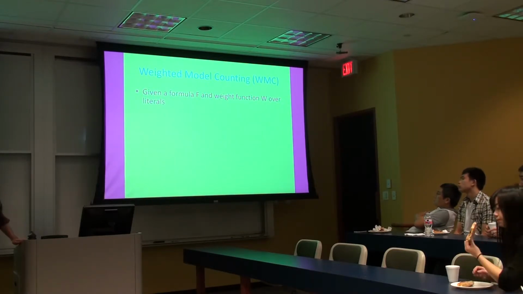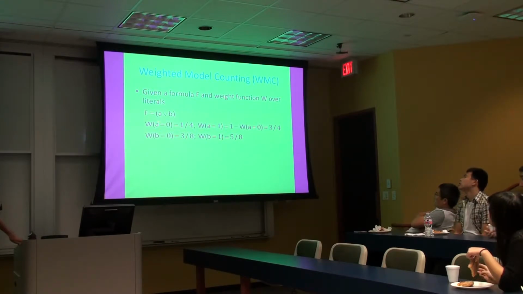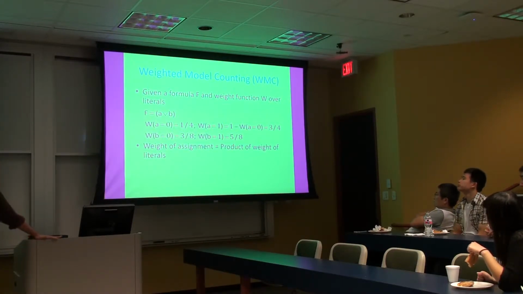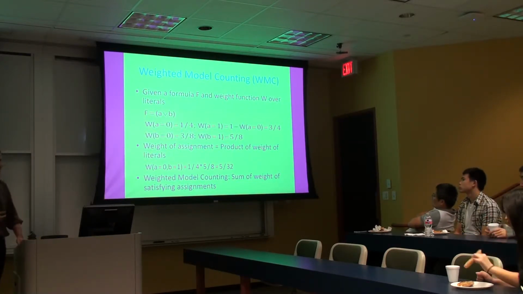So now moving on from unweighted model counting to weighted model counting, in addition to the formula, we also have a weight function over literals. Which basically means we assign weights to A equals 0 and A equals 1, and they are normalized. So the weight of A equals 1 is 1 minus the weight of A equals 0. The weight of an assignment is the product of the weights of its literals. And the problem of weighted model counting is to sum the weights of satisfying assignments.